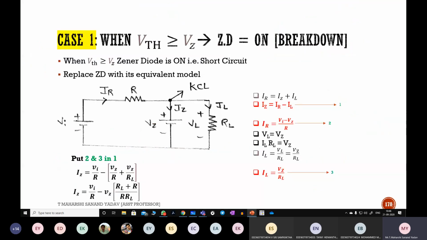Now next, here case number 1. What I've told you, VTH should be greater than or equal to VZ. So in this condition, will the diode work or not? Suppose you consider VZ as 6.2 volt, and by means of Thevenin's rule I got VTH as 7 volt. Now you tell me, will this diode work or not?